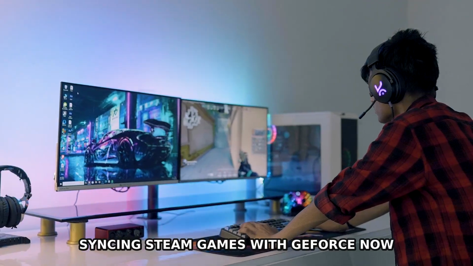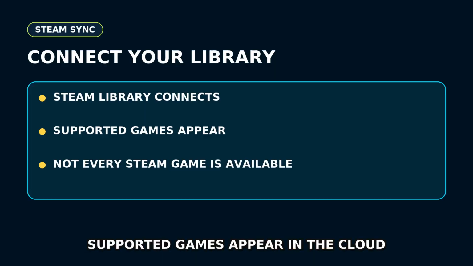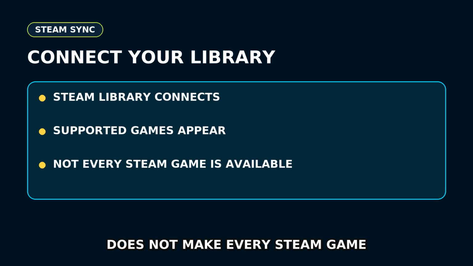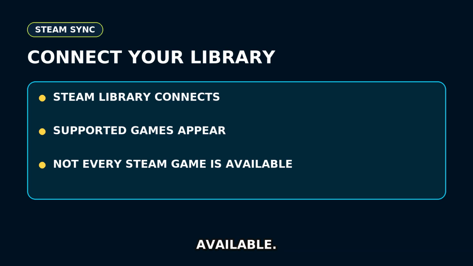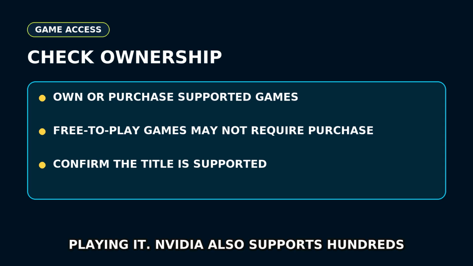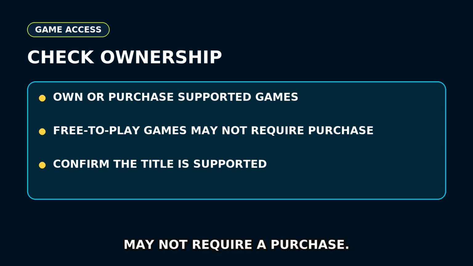Syncing Steam games with GeForce Now connects your existing Steam library so supported games appear in the cloud service. Steam is supported, but syncing does not make every Steam game available. You normally need to own or purchase a supported game before playing it. NVIDIA also supports hundreds of free-to-play games, so those titles may not require a purchase.